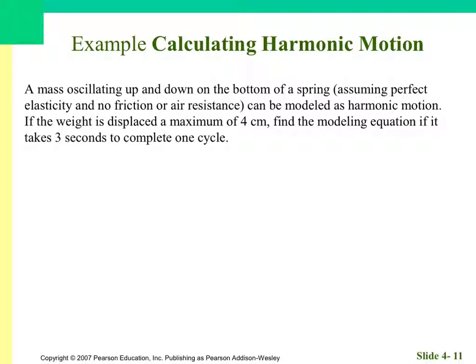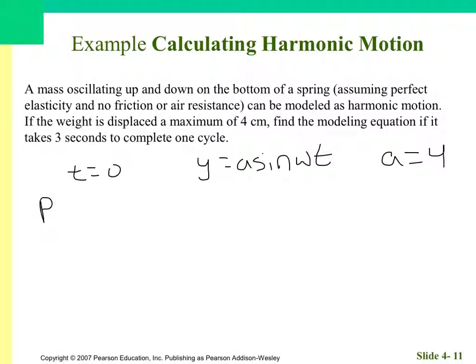Alright, so here's the thing. We have to assume that it's oscillating starting at 0. So which function starts at 0? Sine. So we're going to be using this. Now A is the amplitude. It says it has a displacement of a maximum of 4 centimeters, so we know A is 4. And it says it takes 3 seconds to complete one cycle. Well, that means the period is 3.